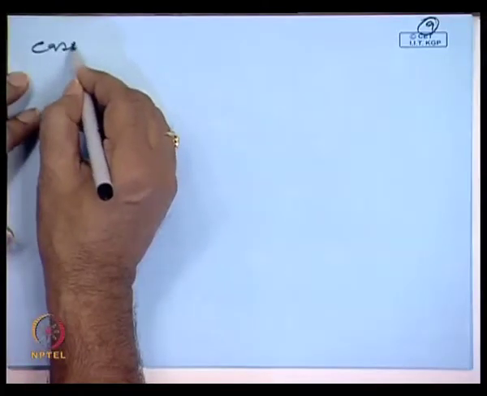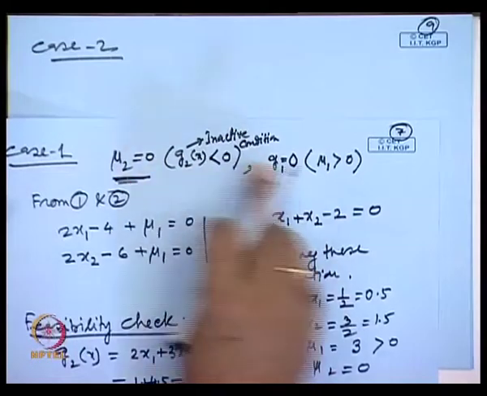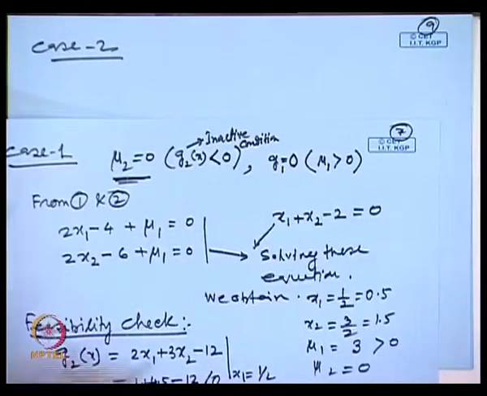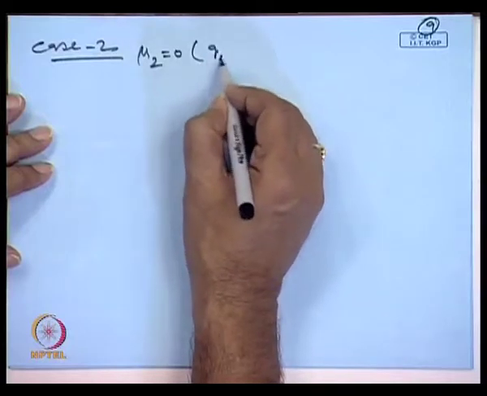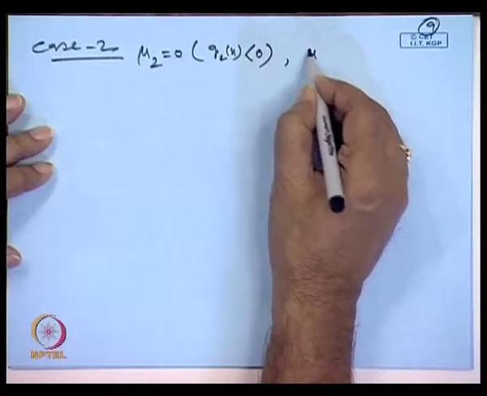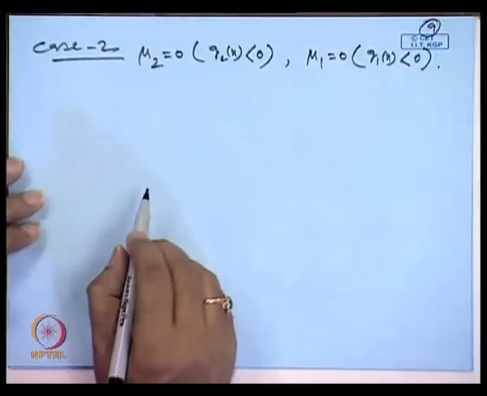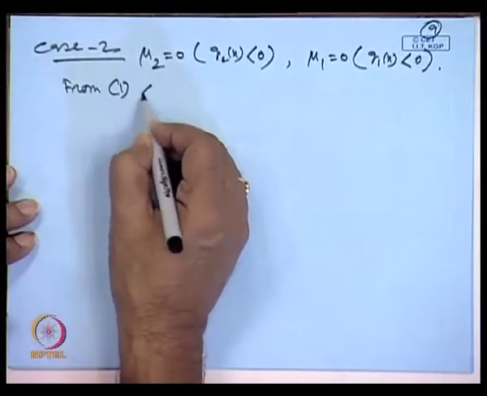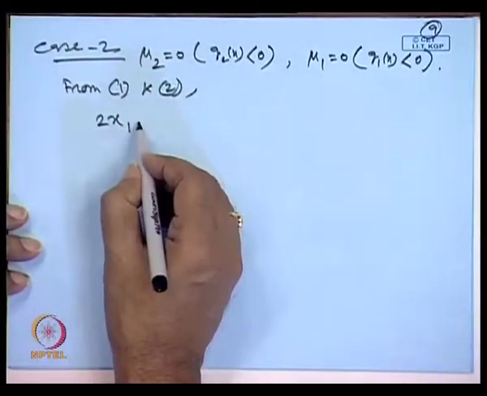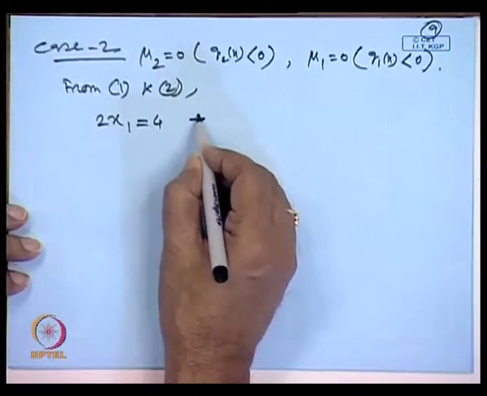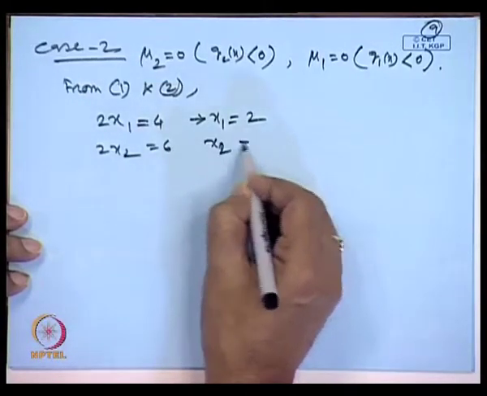So, case 2. In case 1 we made mu 2 equal to 0. Now, there is another possibility that mu 1 is also 0. So, keeping mu 2 equal to 0, that means g2 of x is less than 0, and making mu 1 equal to 0, that means g1 of x is less than 0. So again from equations 1 and 2, I put the values of mu 1 and mu 2 in those equations. I will get 2 x1 is equal to 4, so x1 is equal to 2. And 2 x2 is equal to 6, so x2 is equal to 3.